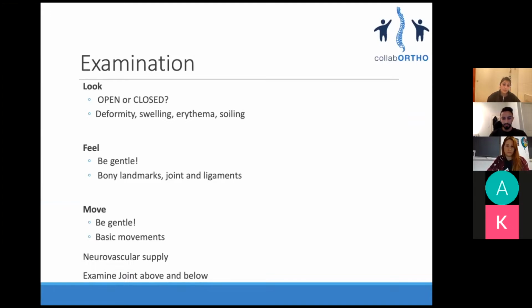Then you move on to feel. Feel for your bony landmarks, and particularly whether it's causing pain. Then you move on to movement: basic flexion, extension, depending on what type of joint it is, and rotation. Always remember to assess the neurovascular supply. Neurology and your distal pulse are very, very important, particularly with someone who has major trauma, and always examine the joint above and below.